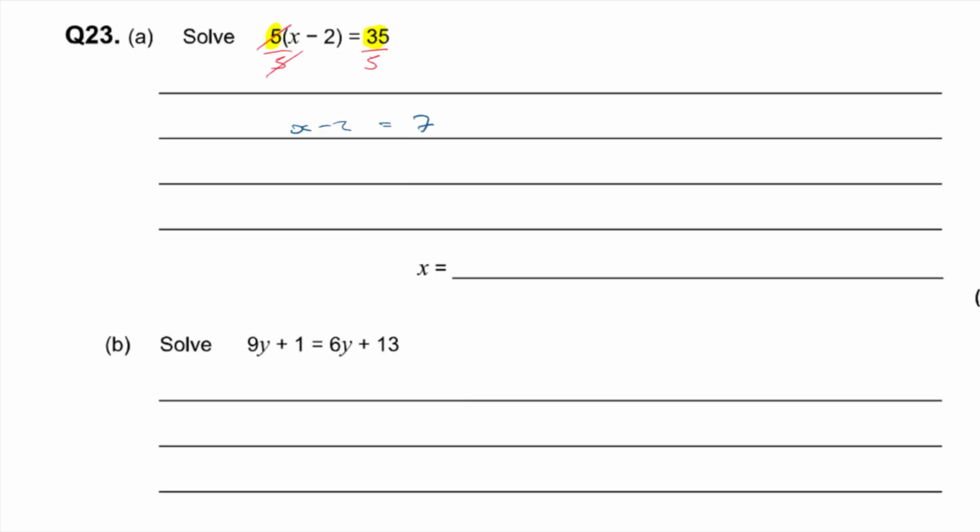So if you can divide both sides by that number at the front of the bracket, then you should go ahead and do that. It makes it a lot easier. And then if I've got x minus 2 is equal to 7, I just need to add 2 to both sides, cancel in there, giving me x on the left and 9 on the right. X is 9.